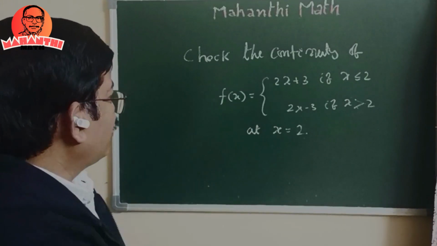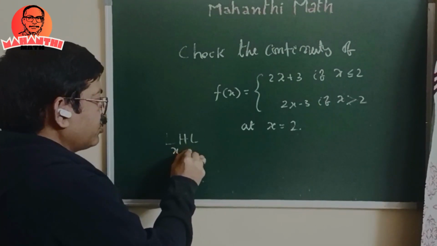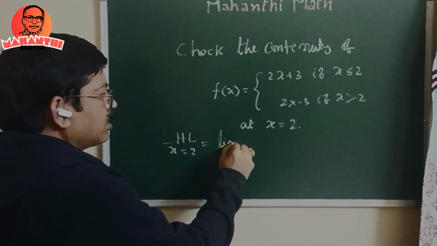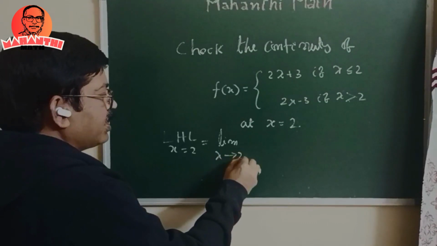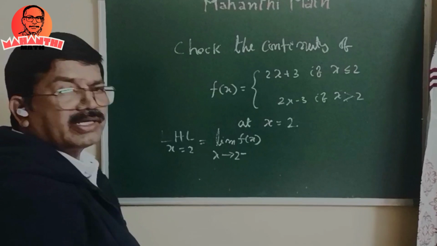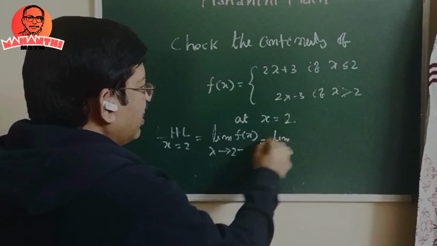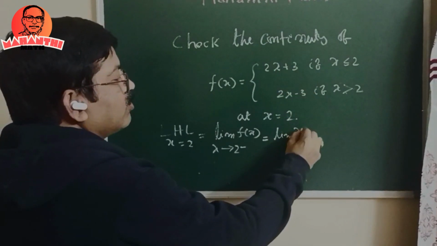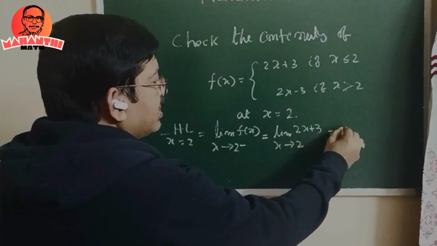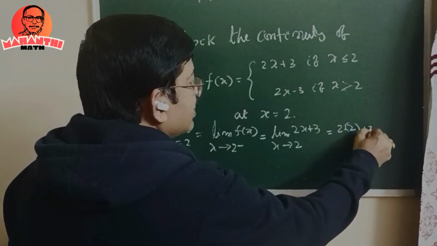Now, we will find LHL. LHL at x equal to 2 equals limit x tends to 2 minus, this is the notation for LHL, 2 minus means left side to 2, of f of x. Left side to 2, what function is it? 2x plus 3. So it is 2 into 2 plus 3, that is 7.